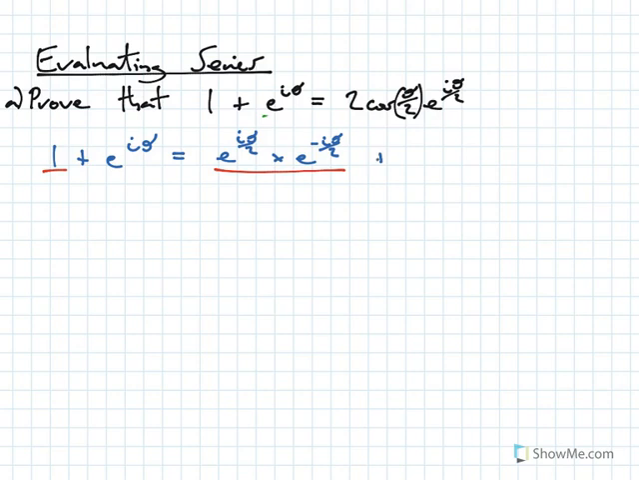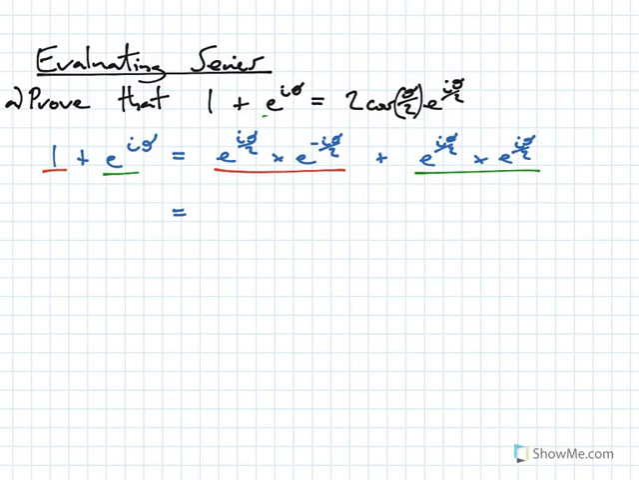And then with the next bit I'm going to do something similar. So e to the i theta is e to the i theta over 2 times e to the i theta over 2. So we've got 2 bits here, and what I've done is I've changed my original expression into something which has got theta over 2's all over the shop.